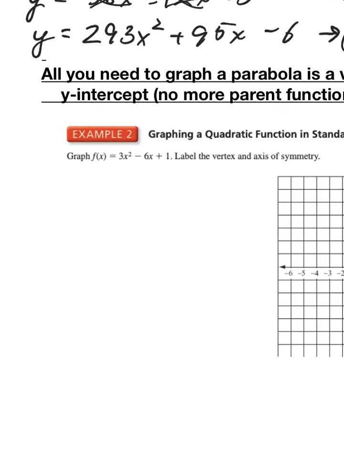So the first thing we're going to do is identify these terms. This is the A of the quadratic. This is the B. And the 1 is the value of C. To find the vertex, we're going to use the formula H equals negative B over 2A.